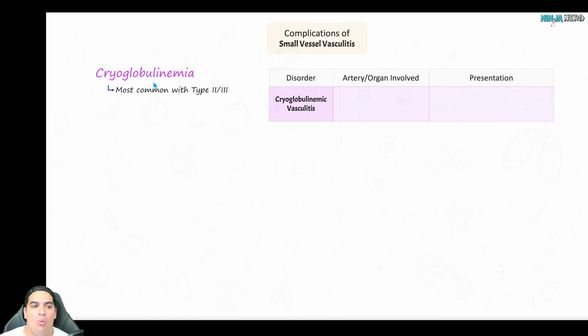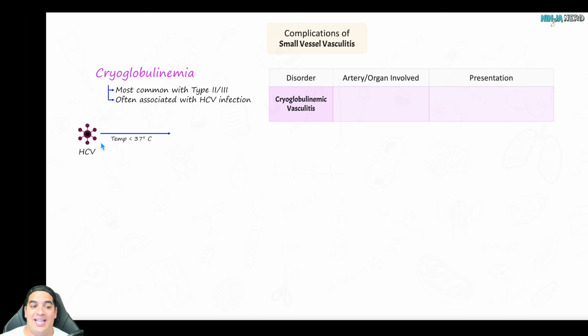In this one, what we know is that this is most common. There are 3 types, type 1, type 2, type 3. Type 2 and type 3 oftentimes cause vasculitis. Type 1 causes hyperviscosity syndrome. We won't go too much into that. What I want you to remember, which is pertinent for your boards, is that cryoglobulinemic vasculitis is heavily associated with hepatitis C virus infections. So they're exposed to some type of infection.